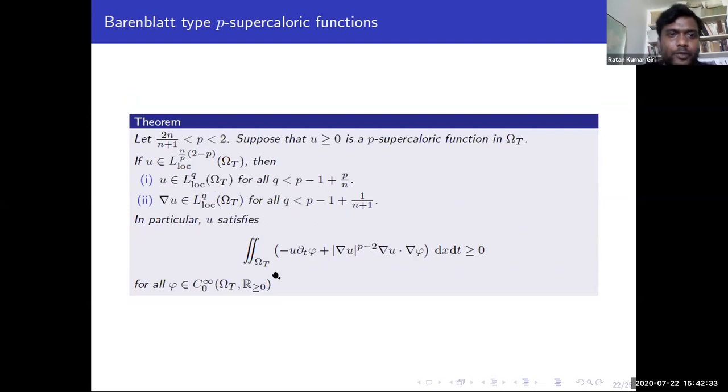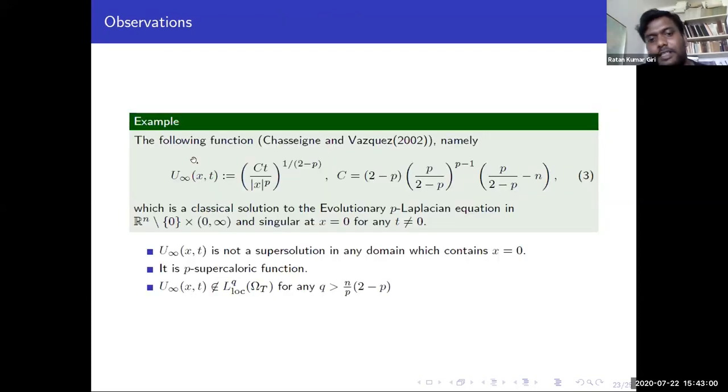Here is the Baron-Platt type profile for the unbounded case. Of course, we are in the supercritical case. It says that if u is non-negative and if it belongs to this L^p space, then it is a super solution. Now the natural question will come here. What happens if u does not belong to this space? And here is one such example.